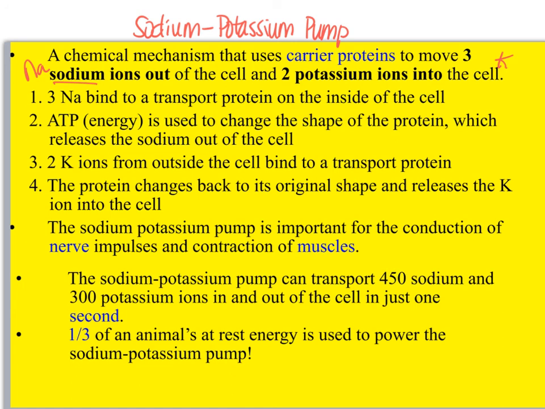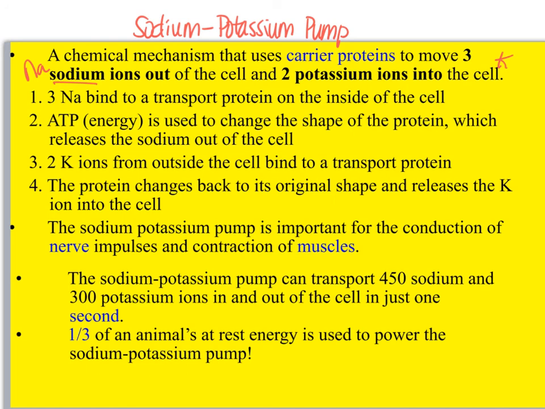So what happens, these are the numbered steps here. First, 3 sodium are going to bind to a transport protein on the inside of the cell. And then ATP is going to change the shape of that protein to eject the sodium out of the cell. Then 2 potassium from outside of the cell are going to bind, and it changes its shape and releases the potassium inside of the cell.